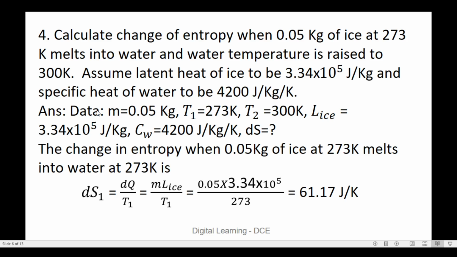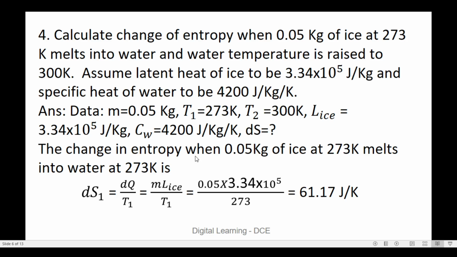So in this problem, the given data is mass, that is m equals 0.05 kg and the temperature T1 equals 273 Kelvin, temperature T2 equals 300 Kelvin. So now latent heat of ice, let me represent by L ice will be equal to 3.34 into 10 power 5 joule per kg, and the specific heat of water Cw will be equal to 4200 joule per kg per Kelvin. So we have to find the change of entropy represented by ds. Here we have two stages.